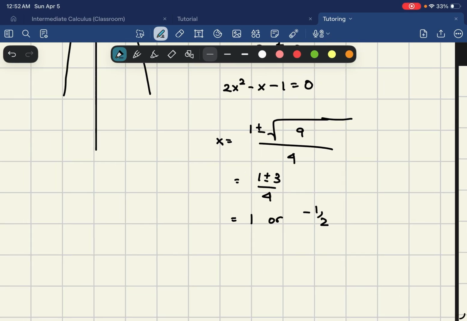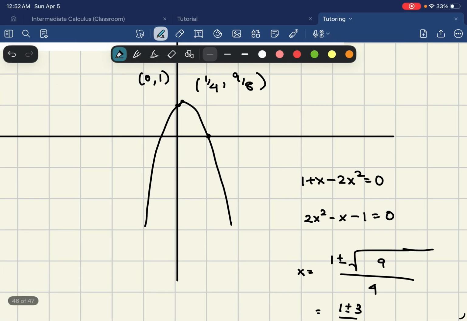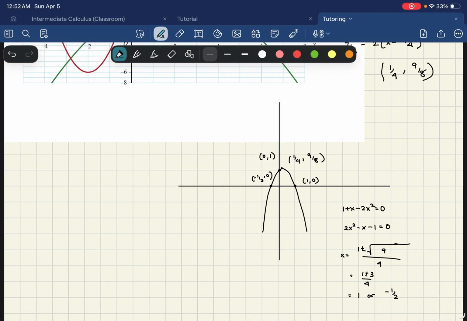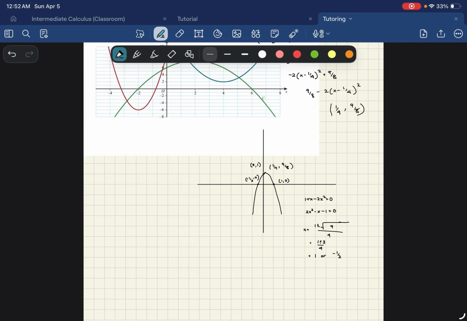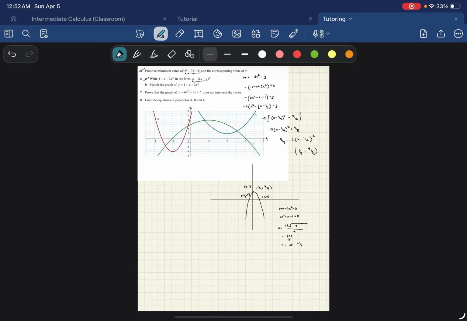Those are my 2 points. So either x is equal to 1 comma 0, or this point is just negative 1 half comma 0. So that is what my graph is gonna look like. Comma 0, 0 comma 1, and pretty much it. We have a maximum point at 1 over 4, 9 over 8. So that is what your graph is gonna look like. All right.